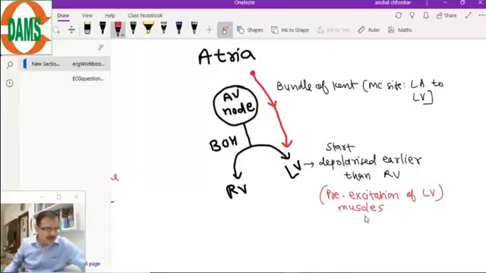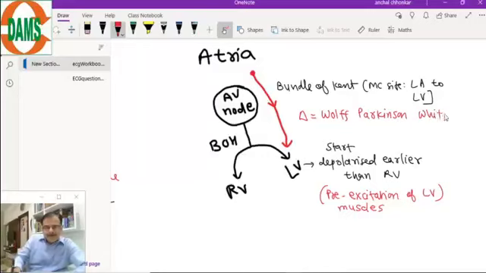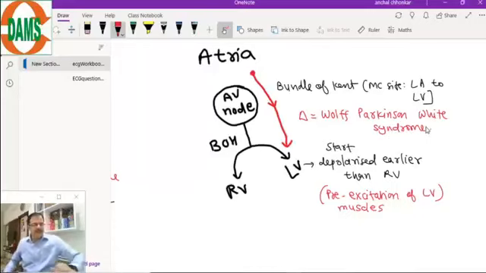So how does the James pathway get activated? The atrial impulse goes through the James pathway and activates it. Now this syndrome is known as, yes, Wolff-Parkinson-White syndrome. WPW syndrome.